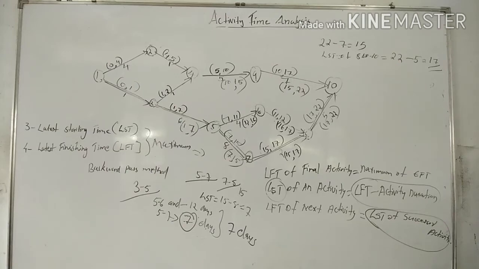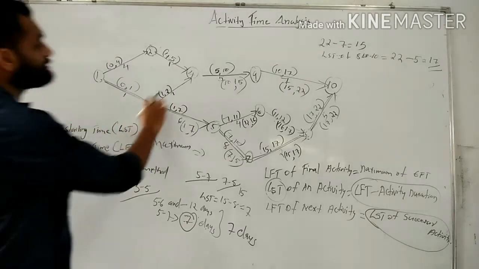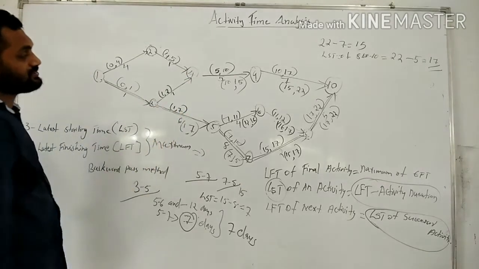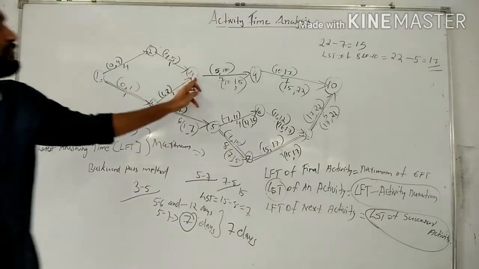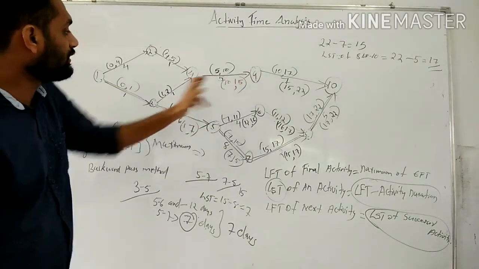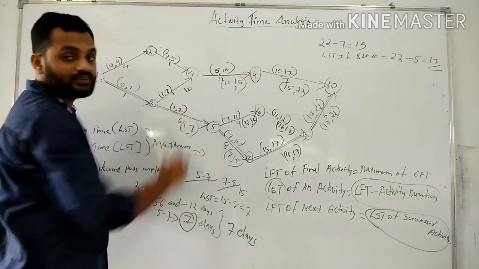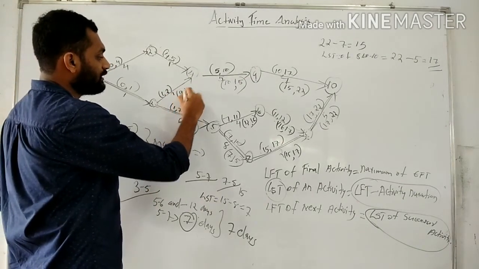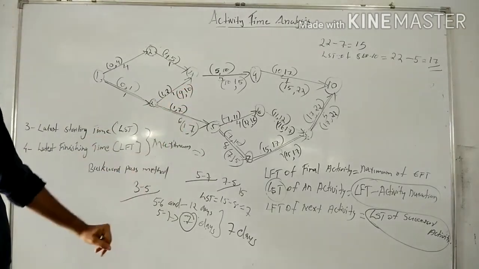Then next we have 3 to 4. For the activity 3 to 4, the successor activity is 4 to 9. The LSP of 4 to 9 is 10, so 10 will be shown here as the LSP. 10 minus 1 is 9, that is LSP 9, 10.